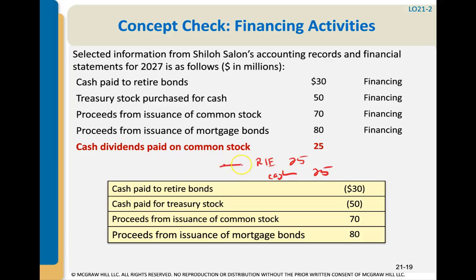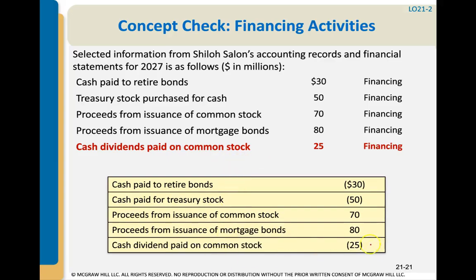And so this is the equity section, and therefore it's going to be financing, and we paid out the cash, right? So it's an outflow, so it's a negative. And then the last one is cash interest paid to bondholders for $15.